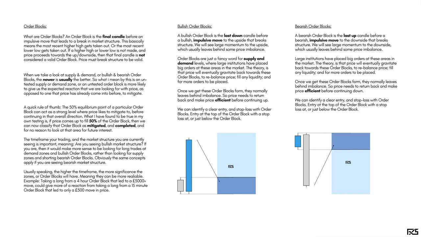Now generally speaking, the higher the time frame, the more significance the zones and the order blocks will have, meaning they can be more reliable. An example of this: taking a long from a 4-hour order block that leads to a £5,000 move, or $5,000, could give more of a reaction than taking a long from, say, a 15-minute order block that led to only a £500 move or a $500 move. So I hope that makes sense. If not, make sure you're writing this down, because all of these points are really important.